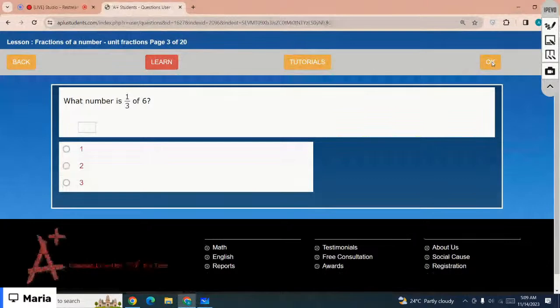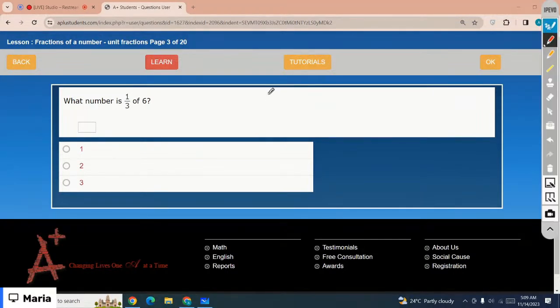What number is 1 by 3 of 6? Which is the correct option? Do now the questions on your notebook and write the answers in the chat box. 1 by 3 of 6 means you have to do 1 by 3 times 6. That would be 6 over 1. Just do numerator times numerator, 6 times 1 is 6. 3 times 1 is 3.